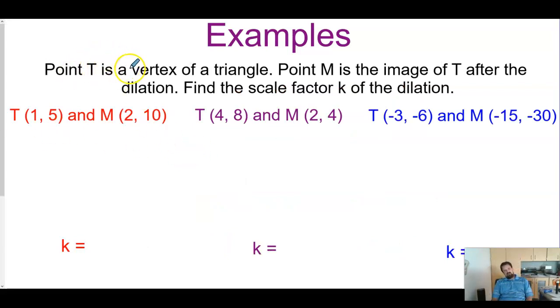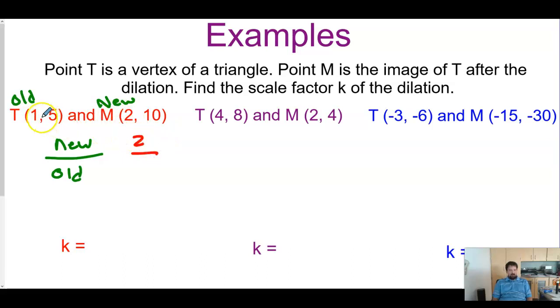It says point T is the vertex of a triangle, and point M is the image of T after the dilation. In other words, T is the original, or the old shape, and M is the image, or the new shape. Remember, to find the scale factor, we're just going to take a point of the new and put it over the point of the old. Let's use our x values again to be consistent. My x value in this first one is 2. My x value of the old image is 1, and 2 divided by 1 is 2.